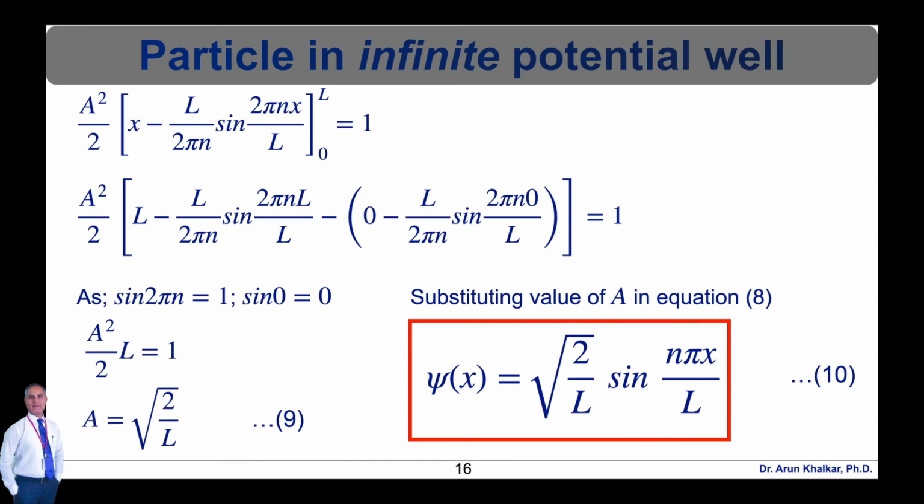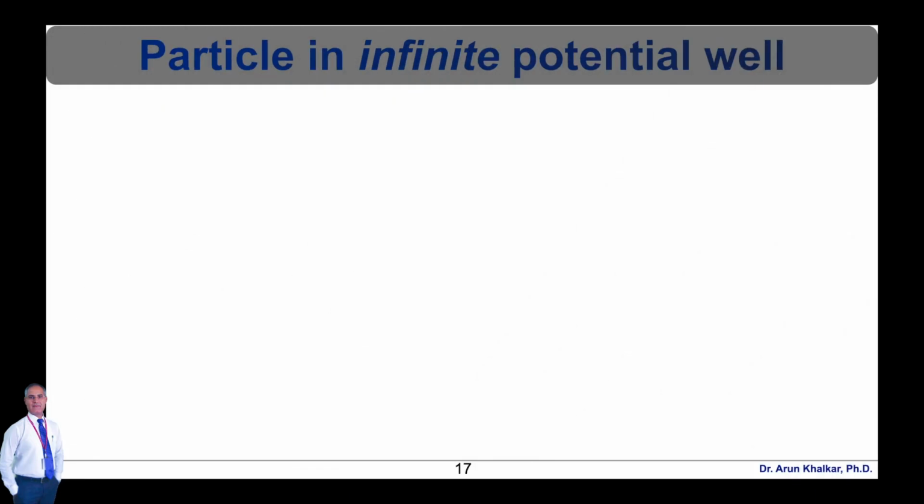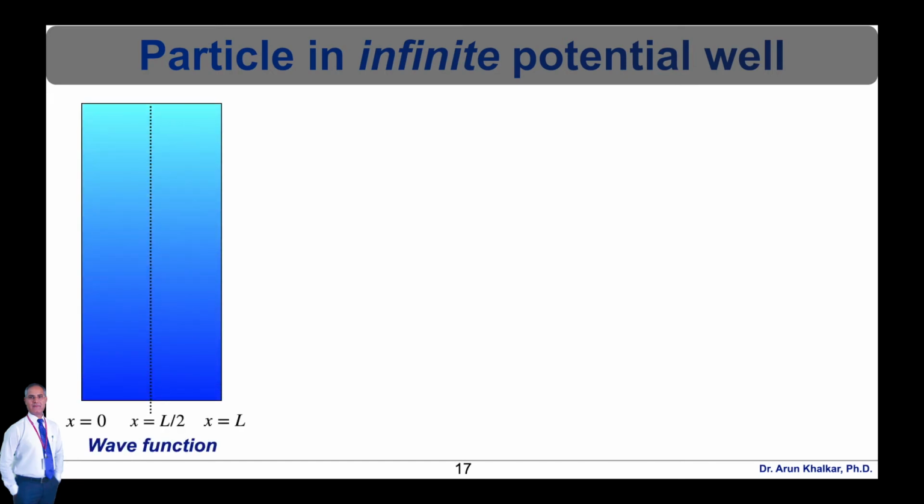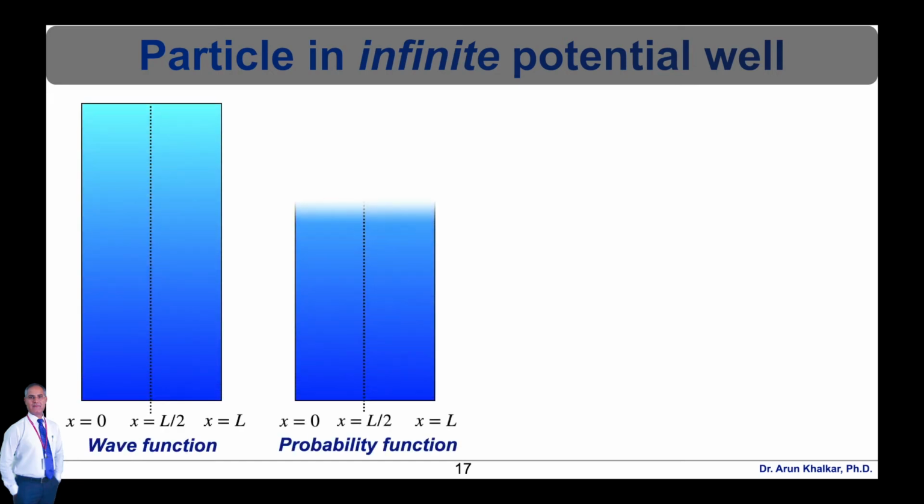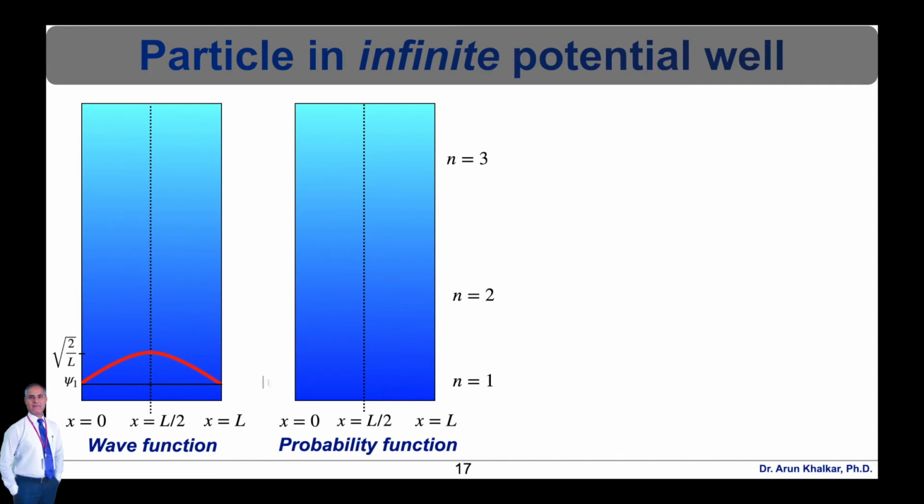As ψ gives the probability density, that is |ψ|², it determines the position of the particle inside the box. The wave function ψ and the probability density |ψ|² of the particle can be plotted as shown in this diagram. In this diagram, wave function and probability functions are shown. The locations where the probability densities show peaks are the most probable positions of the particle.